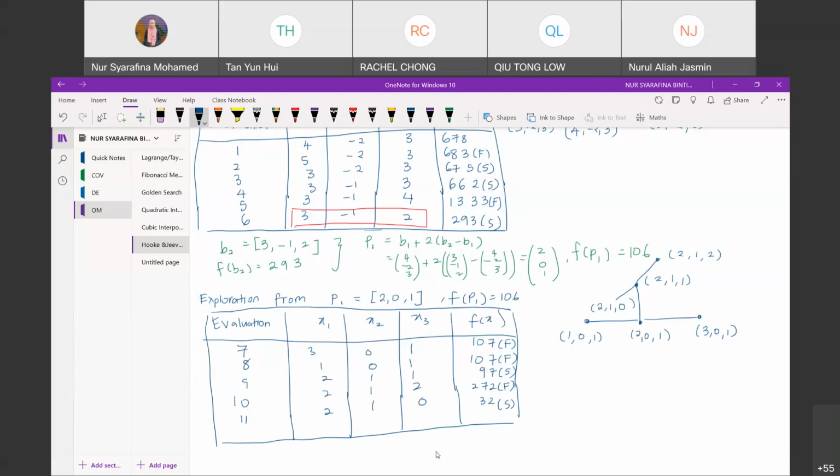Then this is your new base, and find the new pattern move. And again, proceed until, for this example, we should have until the 55th evaluation. We evaluate until we reach a step length less than 0.125. But the idea here is how you move when there are three variables. Is that clear? Anyone has question?